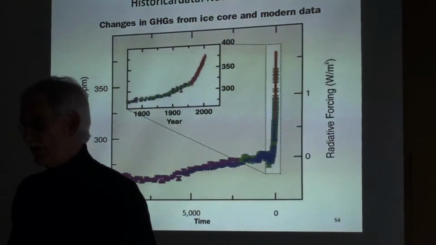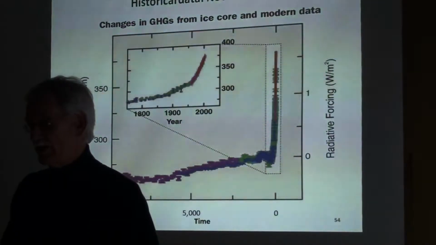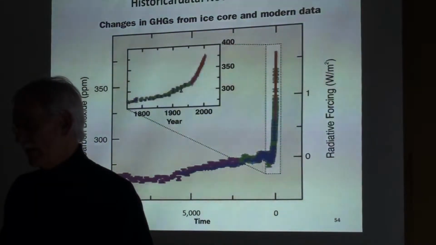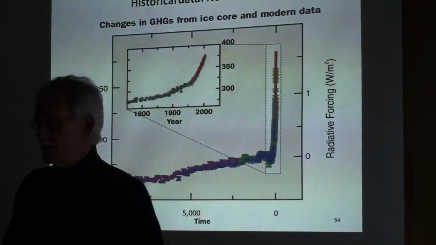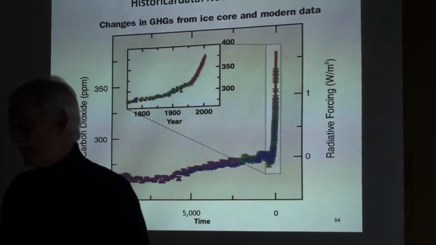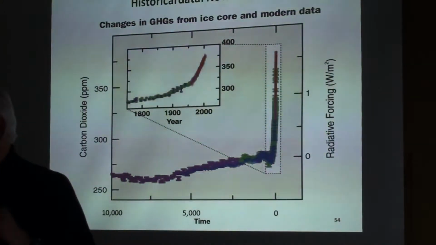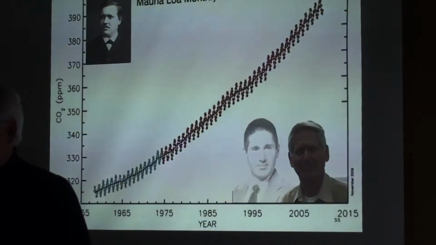So these are some data showing what the atmospheric CO2 concentration has been over the past 10,000 years, from then until now, based upon ice core data from Greenland. And you see that we come along and then things shoot up. And then we have the inset of data from the late 1700s through the present, where you can see what composes this vertical line at the bottom.